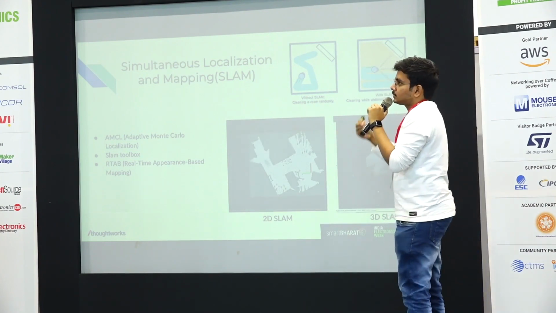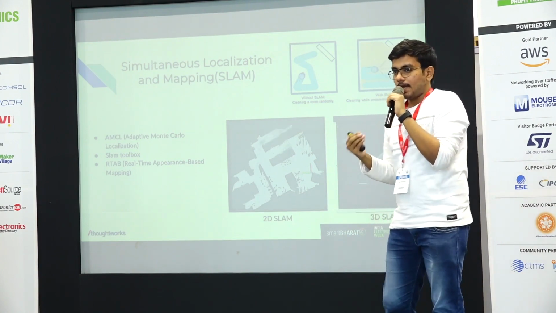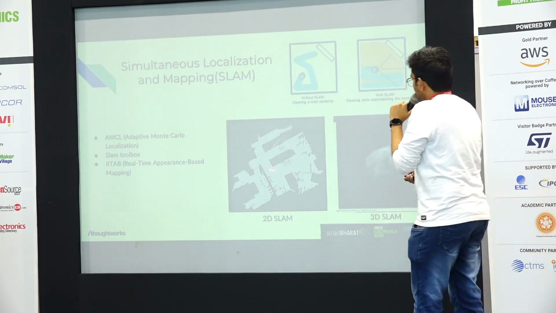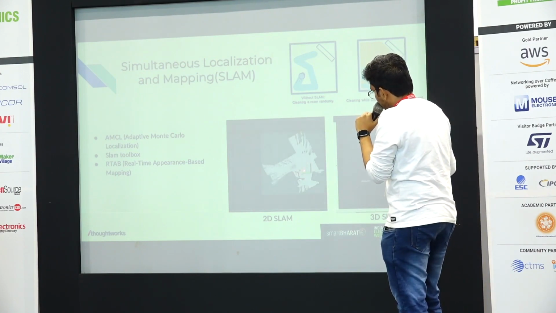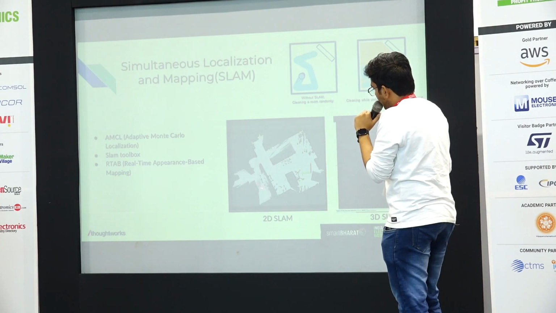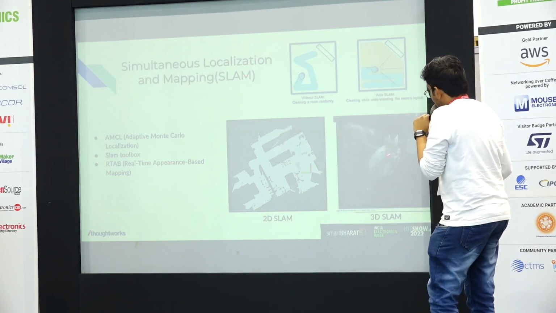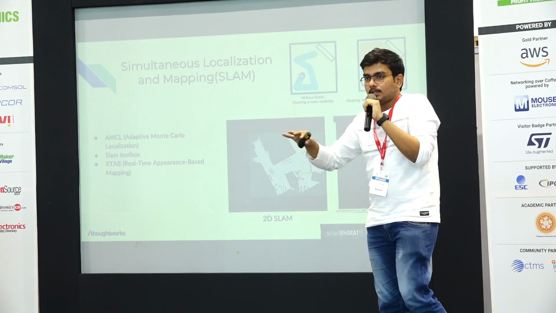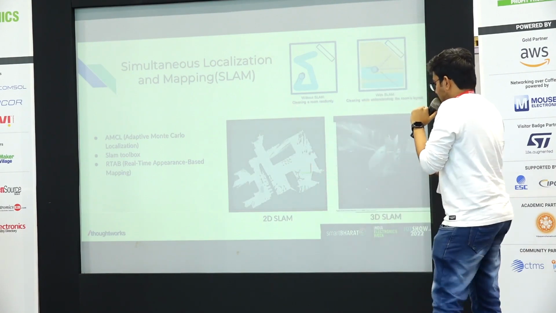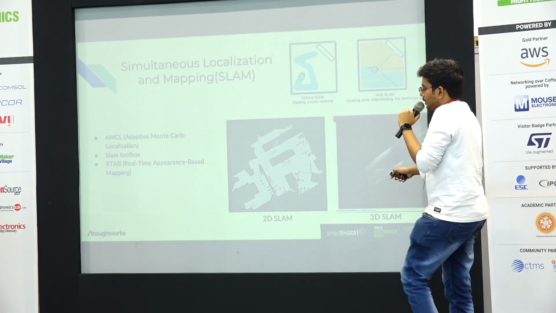So the process of creating a map is called simultaneous localization and mapping, which is called SLAM. If you see here, this is the robot. Whenever it moves, it will automatically generate a map and it can save it. This is an example of a 2D map, whereas this is an example of a 3D map. You can actually recreate the space using 3D SLAM. So why do we need localization and also mapping?